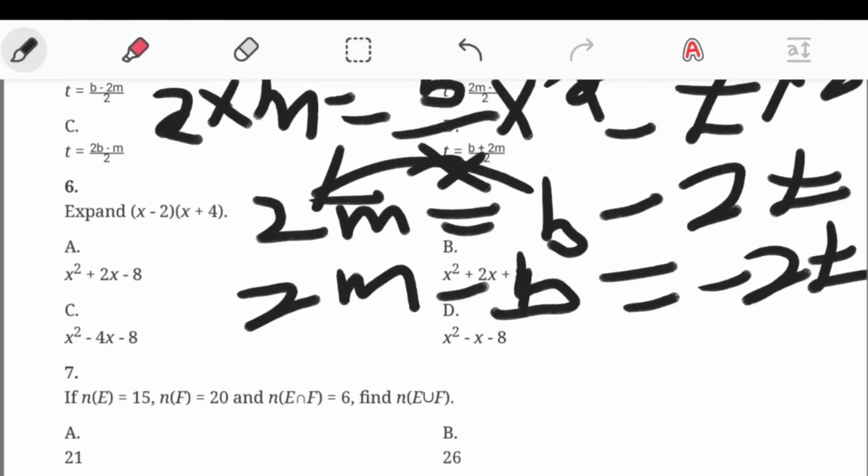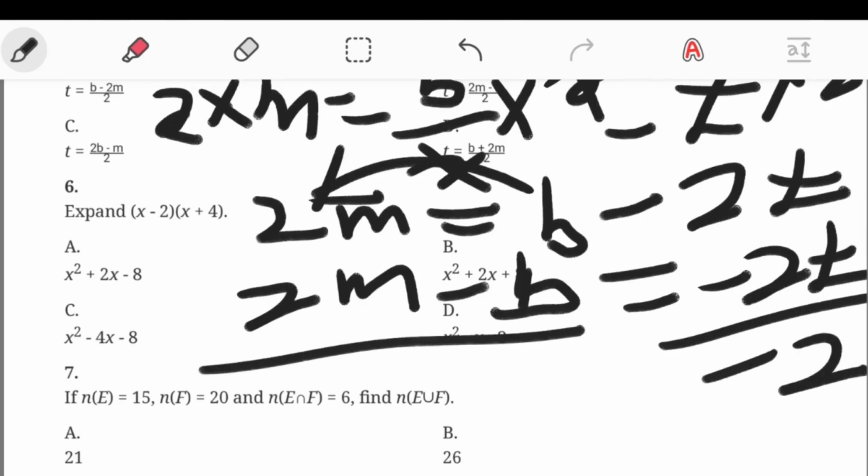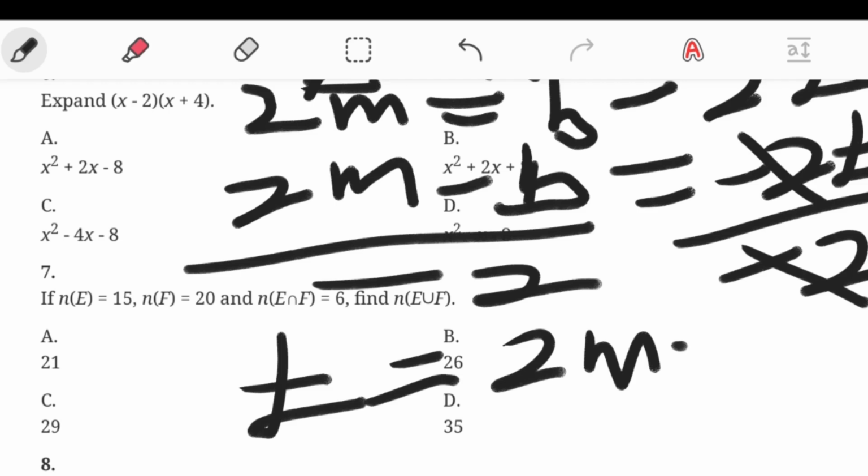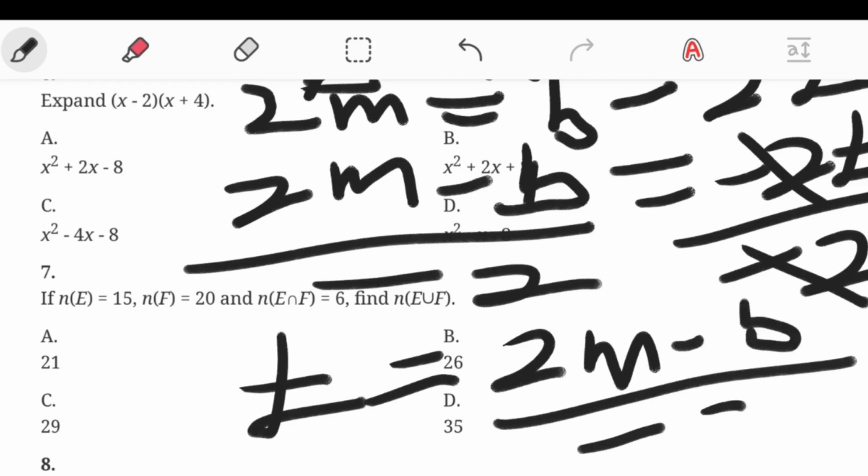Now we divide both sides by minus 2. Minus 2 will cancel minus 2. So our final answer, t is equal to 2m minus b all over minus 2.